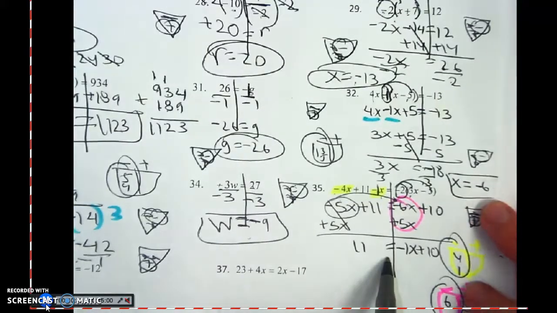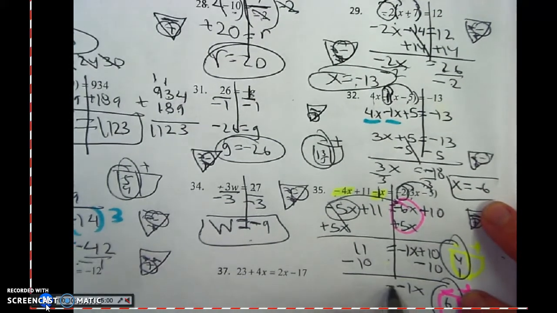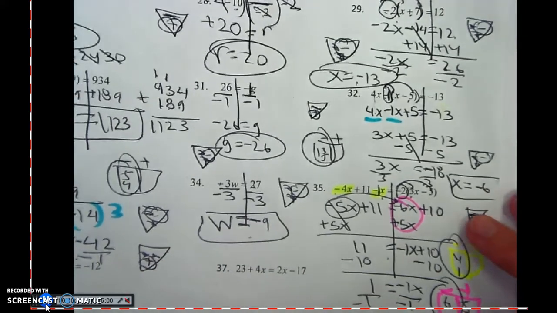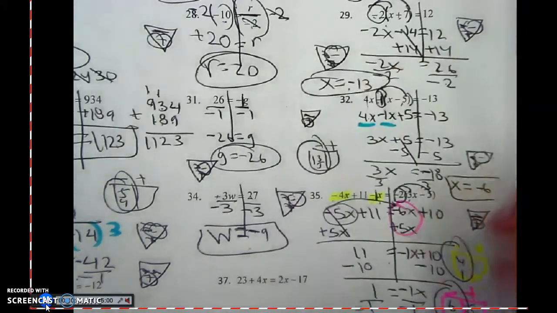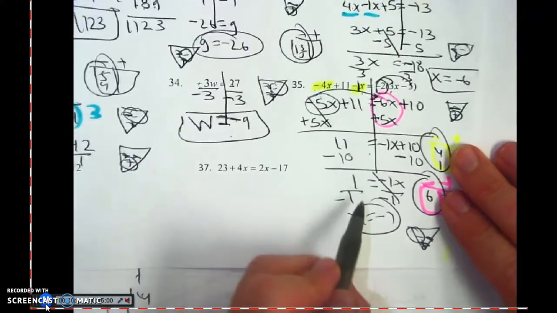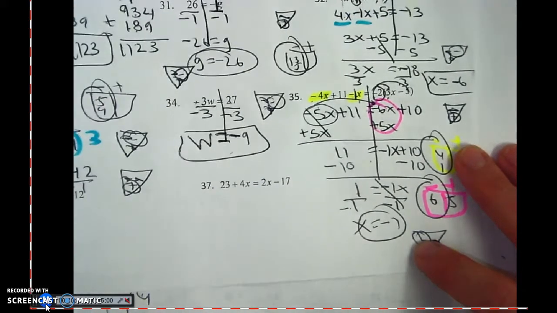Now this problem is like the other ones, minus 10, negative 1x equals 1. Divide by 1, take the backpack. Do my triangle, positive, negative, boom, negative. Oops, you can't see that, I apologize. So this was positive, this was negative, so the answer is negative.